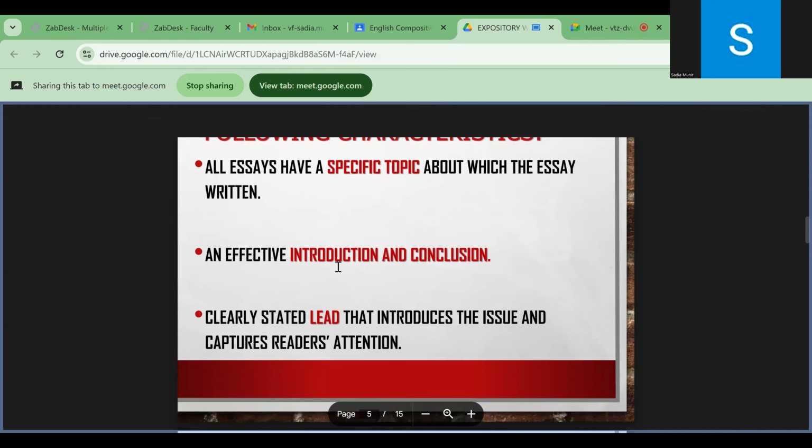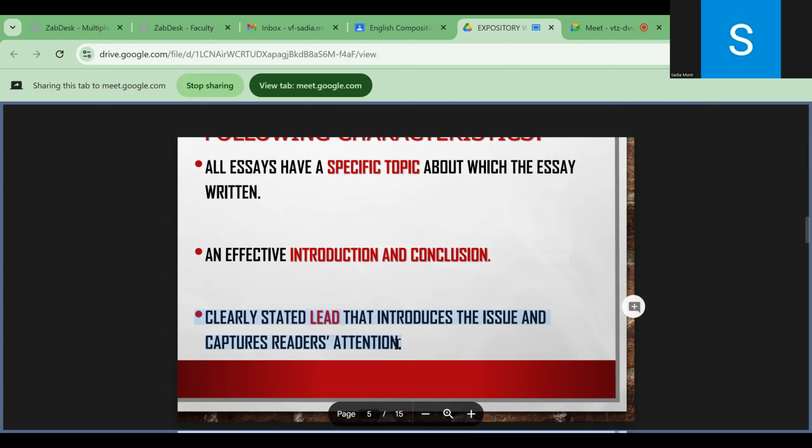Of course, they are focused on a specific topic, and each of the paragraphs included in an expository essay would have a topic sentence as well. It must have an introduction and a conclusion which must be connected to each other. Remember, whatever you claim in your introduction has to be proven in the body paragraphs, and whatever you have proven in your body paragraphs has to be reflected and restated in the conclusion.